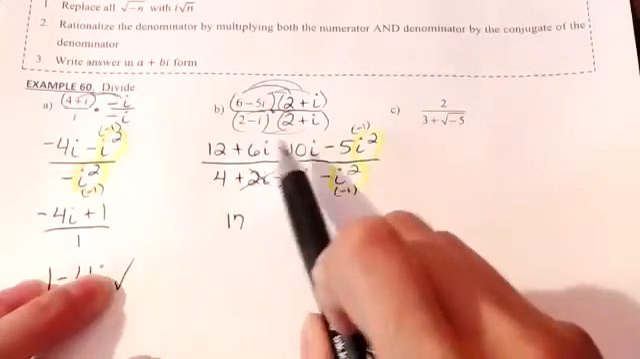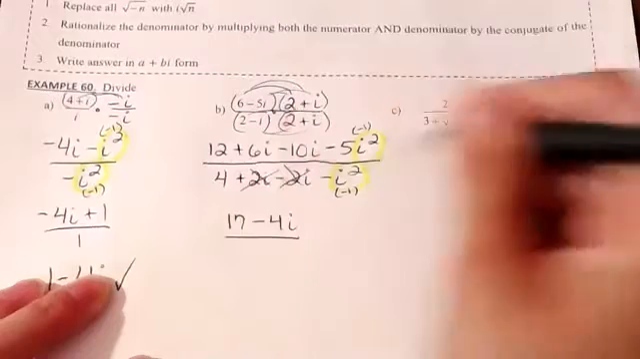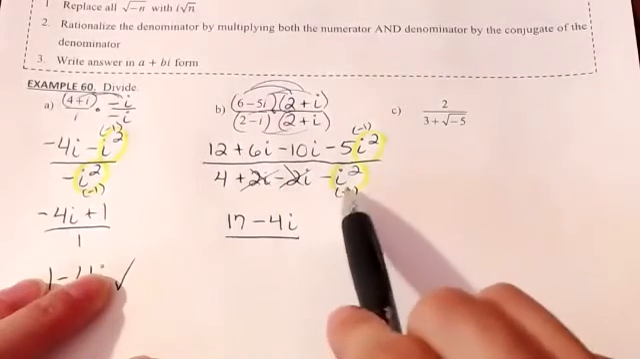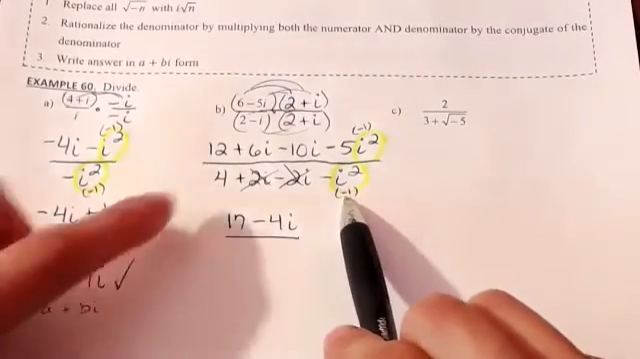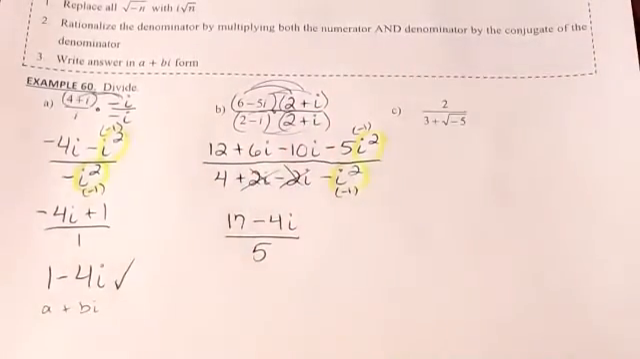Then we have 6i minus 10i, which is -4i. And in our denominator, we have 4, and then a negative times a -1 is a +1. So 4 plus 1, which is 5. This answer is actually not complete.